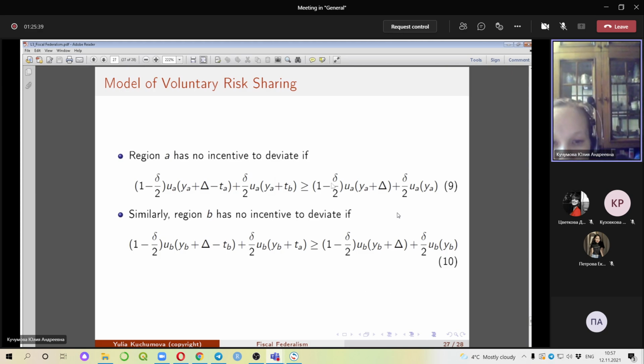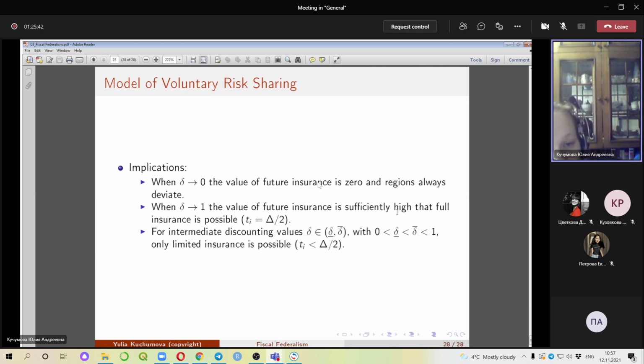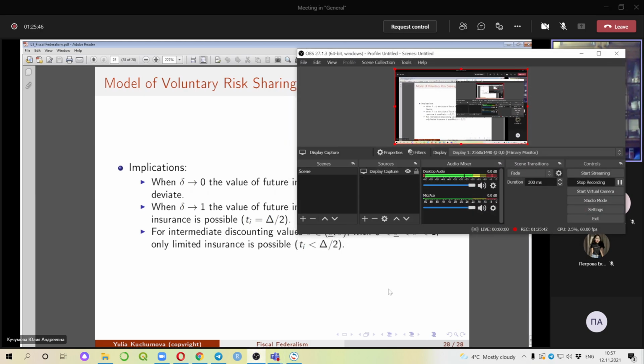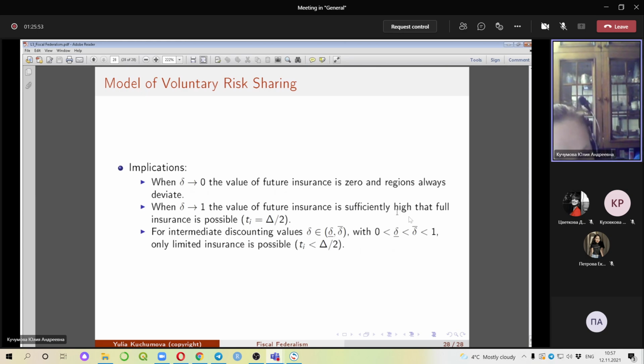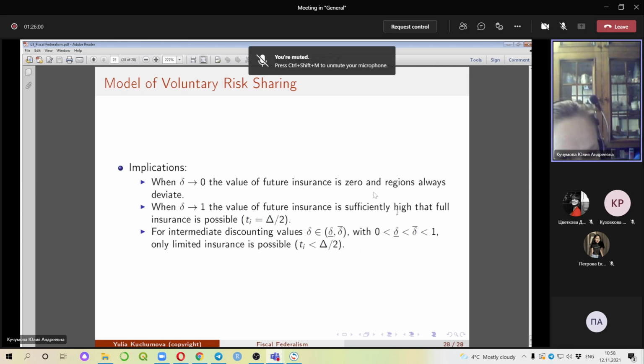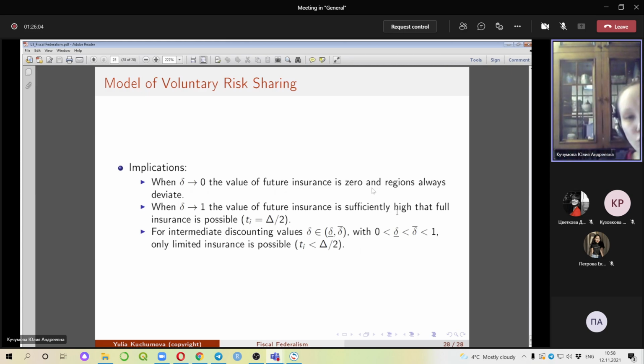From these equations we can get some interesting implications. When delta converges to 0, the value of future insurance is 0 and regions always deviate, right? If it does not value the future, there is no point to be involved in a risk sharing arrangement, kind of intuitive. When delta converges to 1, the value of future insurance is sufficiently high that full insurance is possible, also reasonable and intuitive. And for intermediate discount factors, when delta lies between some lower delta and upper delta, only limited insurance is possible.